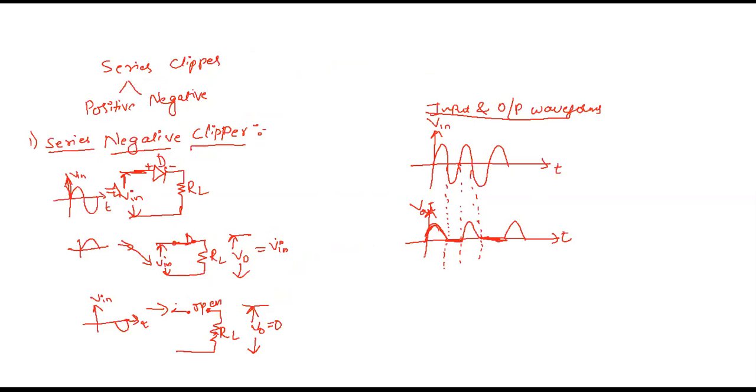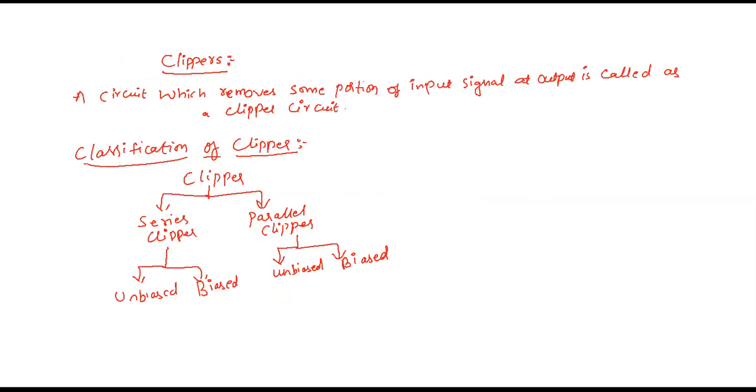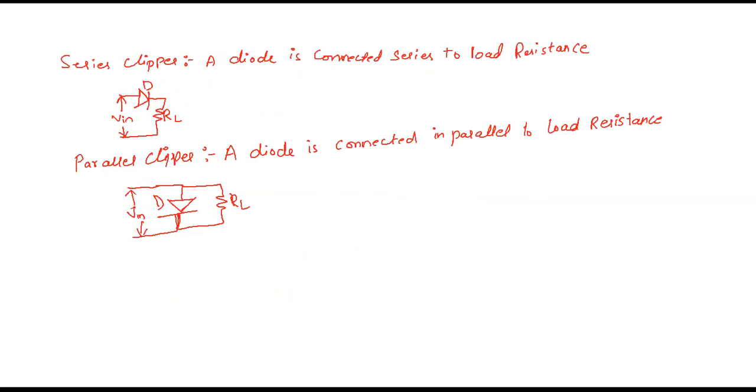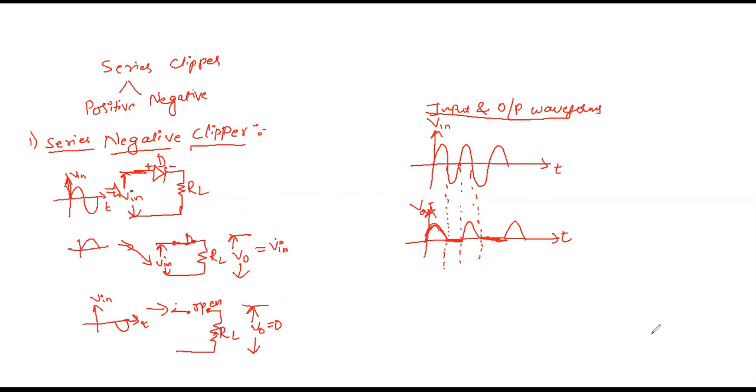Once again, I'm going to revise. In series clippers, we are going to study two types: series positive and negative clippers. Today we have discussed the series negative clipper. So this is the circuit diagram for a series negative clipper. For this circuit, I'm applying a sinusoidal signal. First I'm applying a positive half cycle to the positive terminal of the diode. Then the diode will act as a short circuit, so all the input voltage will appear at the output.